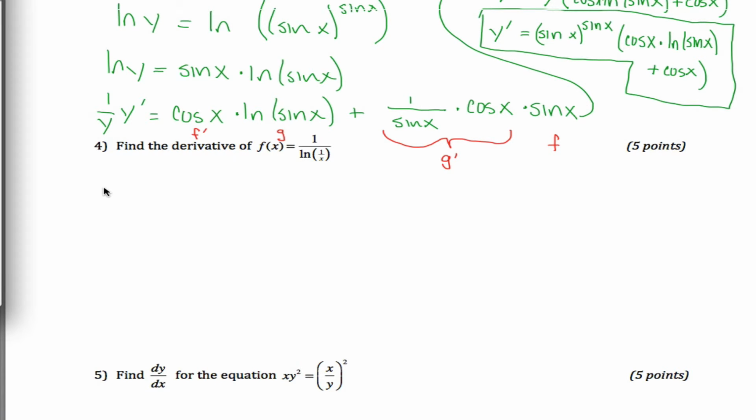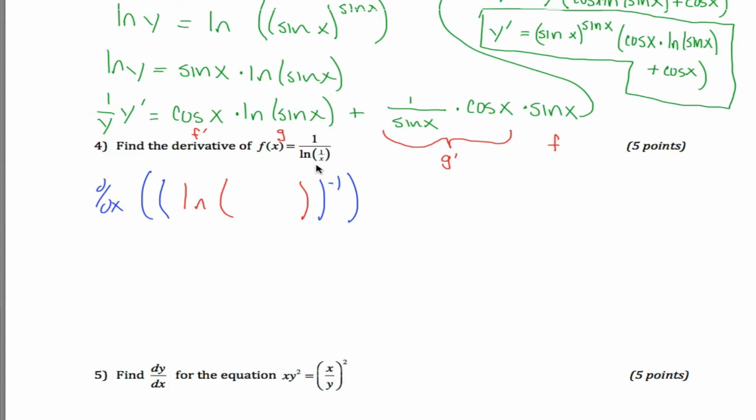So we're trying to figure out the derivative of 1 over something. Instead of 1 over something, how about something raised up to the negative 1 power? And what is that something? Well, it's the natural log of something. Natural log of what? Well, it's the natural log of 1 over x. Instead of 1 over x, how about x to the negative 1 power? If you think about it like this, it's a lot easier.